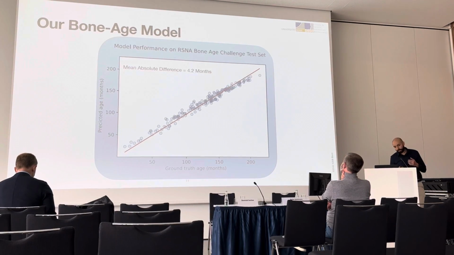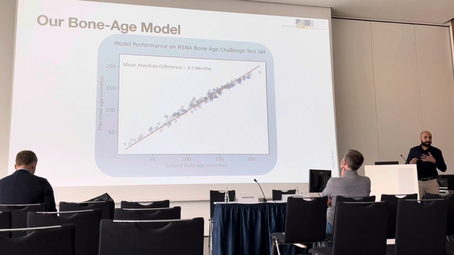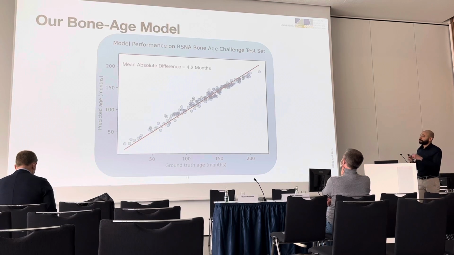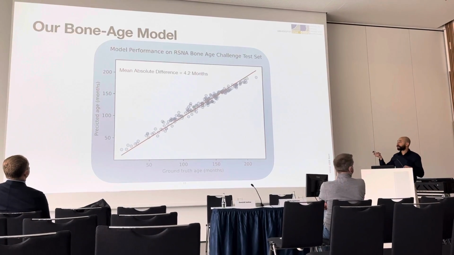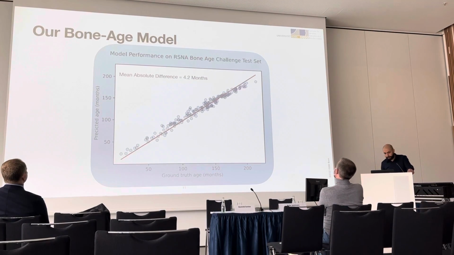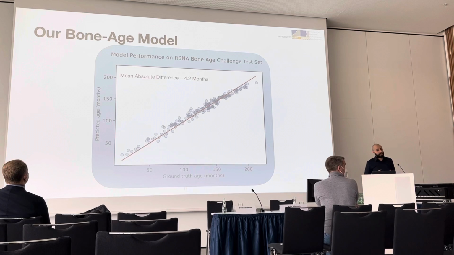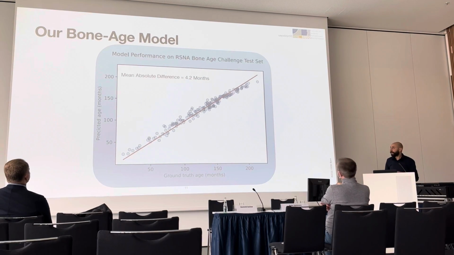This is the performance of our bone age model on the test set of the RSNA. It was published for a challenge, and the winner of the challenge also achieved a similar accuracy, a mean absolute difference of just 4.2 months. The average human rater uncertainty is slightly larger than that.